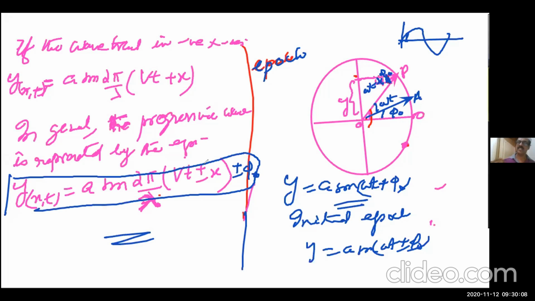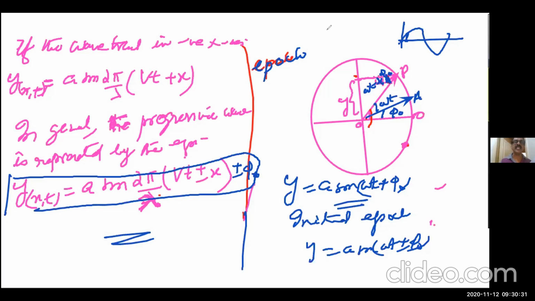If the question says the wave is traveling in the positive x direction, it means a sine 2 pi by lambda (vt minus x). And if there is a phase lag, phi naught, then the phase lag should be added. For a phase lead or initial epoch, that should be subtracted. So depending on that, you have to choose from this. It's a general formula. Is it clear? Yes, sir.